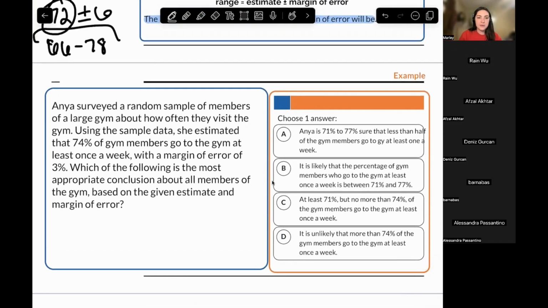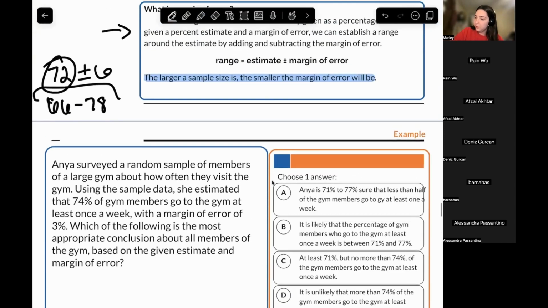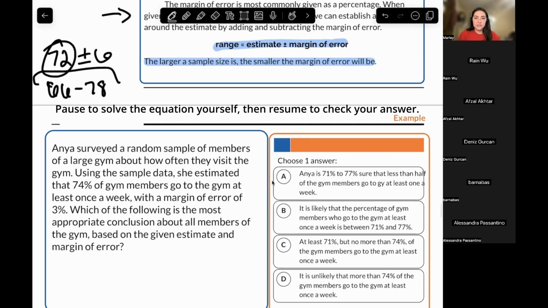So this one is an example using margin of error. They say about 74% of the people at the gym go to the gym at least once a week with a margin of error of 3%. What's the most appropriate conclusion about all members of the gym based on the given estimate and the margin of error? So remember, that margin of error is supposed to be giving you a range. I'll let you guys look through the answer choices and then try to figure out which one you think is the most correct. I know some of them sound good, but whichever one you think is most correct.